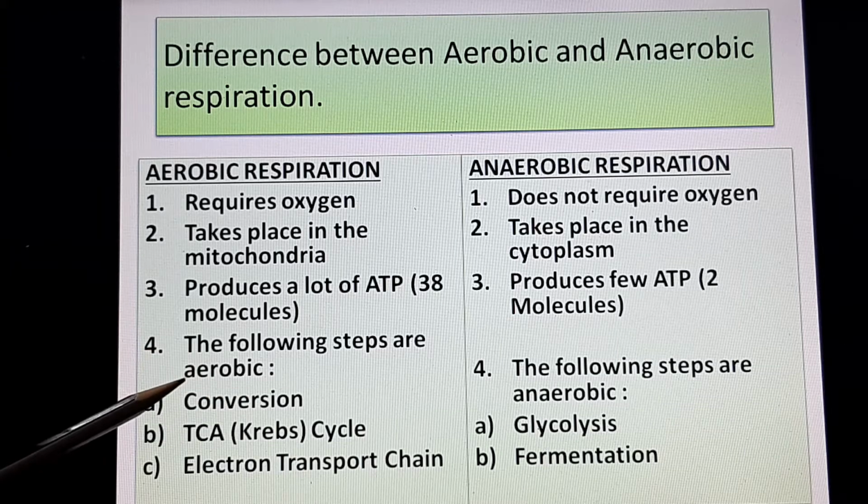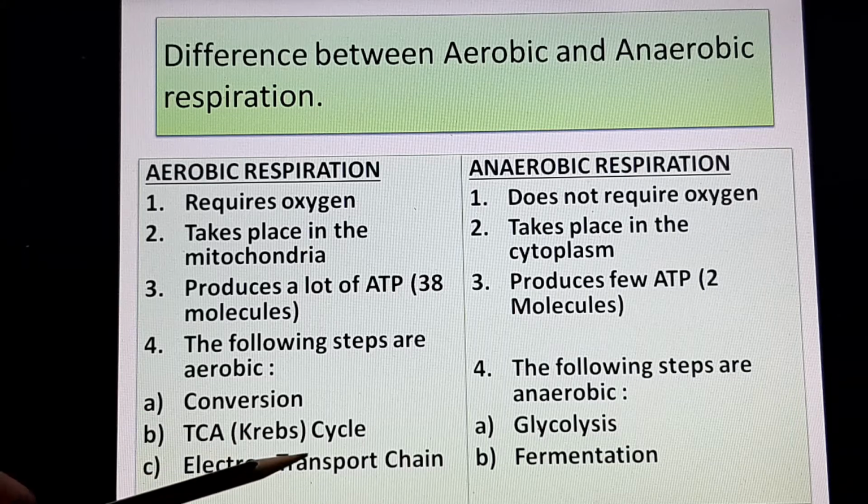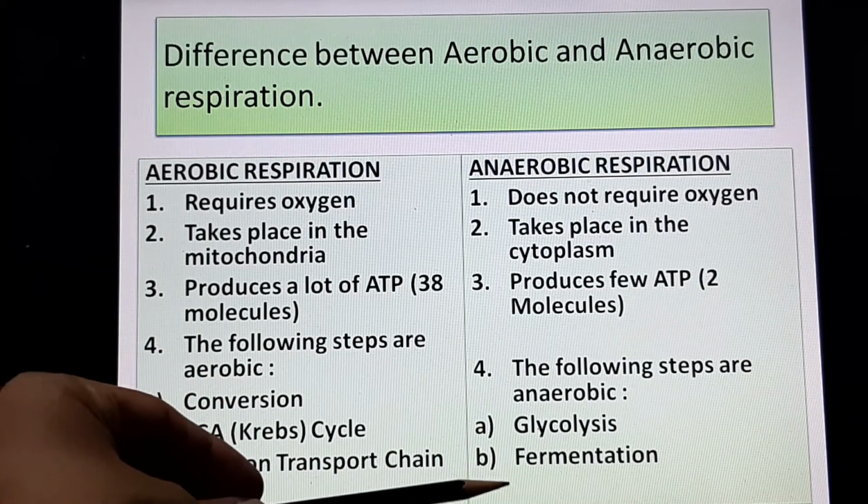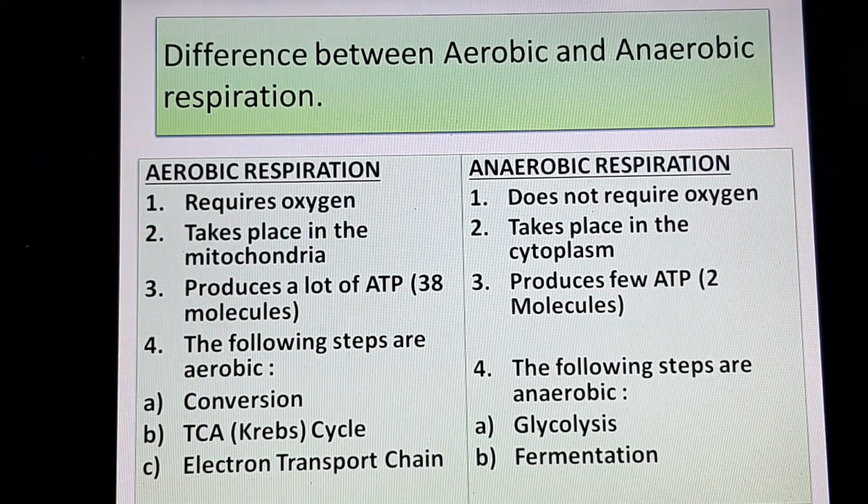And the following steps come under aerobic respiration, that is conversion, Krebs cycle or TCA cycle, and electron transport chain. Whereas glycolysis and fermentation, these two processes are parts of anaerobic respiration.